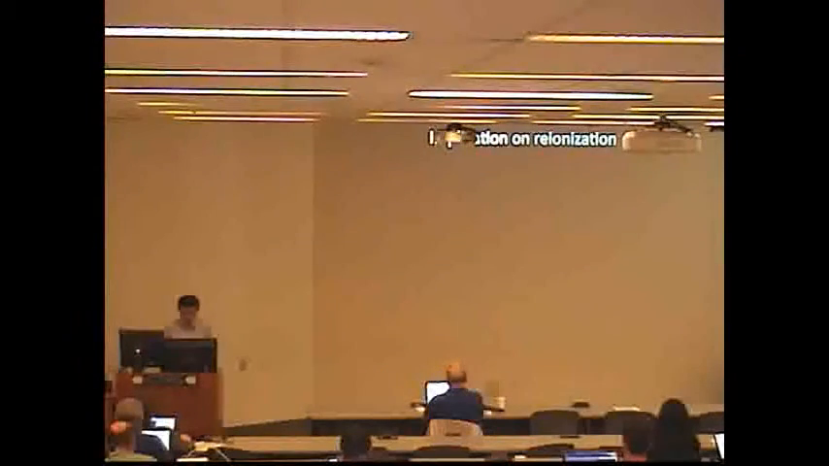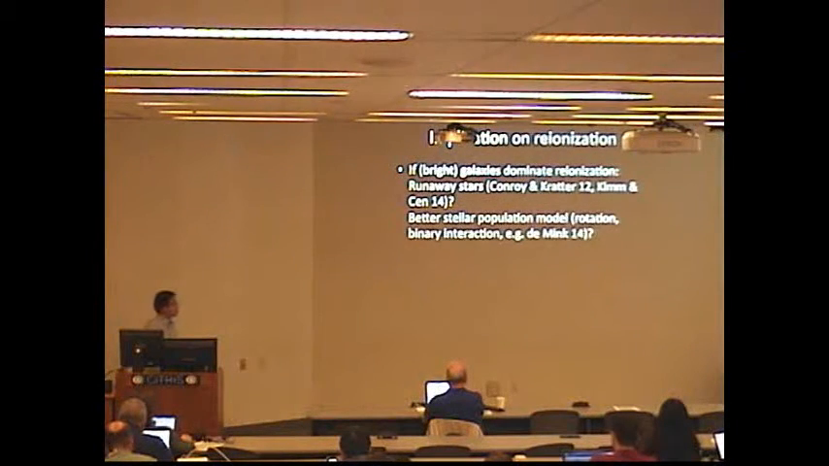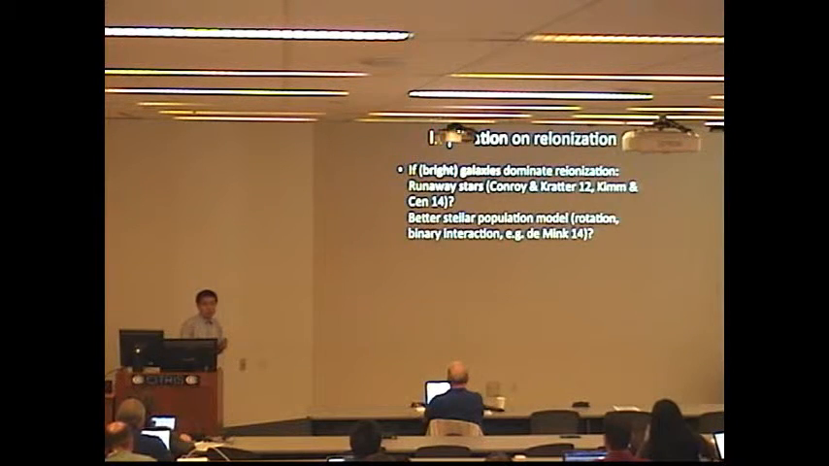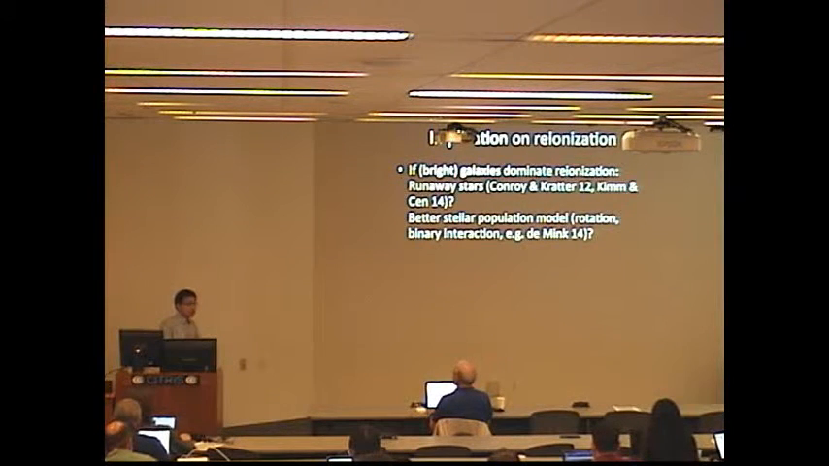So this work has some implications for reionization. If we still believe bright galaxies dominate reionization, then where do the ionizing photons come from? One possibility is runaway stars. In this work, we also do a toy model of runaway stars, but do not find a very significant difference. But it's only a post-processing toy model; for a self-consistent and more careful model, we should refer to other work. And we need better stellar population models, including rotation or binary interaction, which are believed to be common in stellar populations.